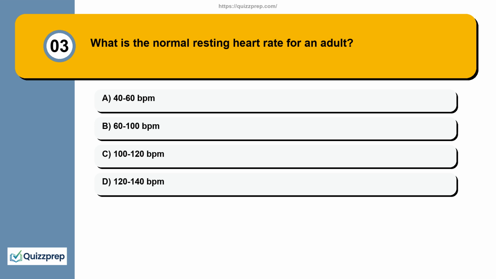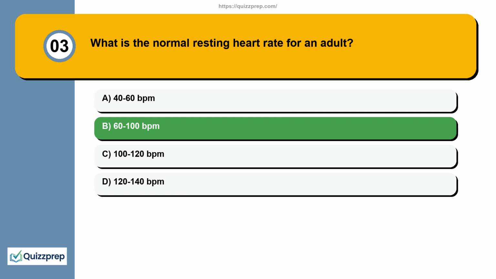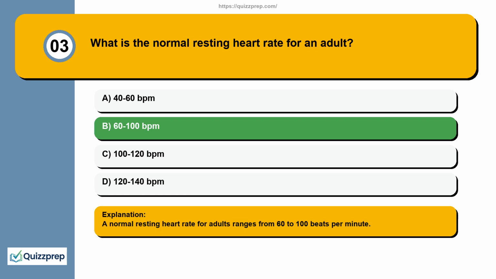Question 3. What is the normal resting heart rate for an adult? Here are your options. Option A. 40 to 60 bpm. Option B. 60 to 100 bpm. Option C. 100 to 120 bpm. Option D. 120 to 140 bpm. The correct answer is option B. 60 to 100 bpm. Explanation. A normal resting heart rate for adults ranges from 60 to 100 beats per minute.